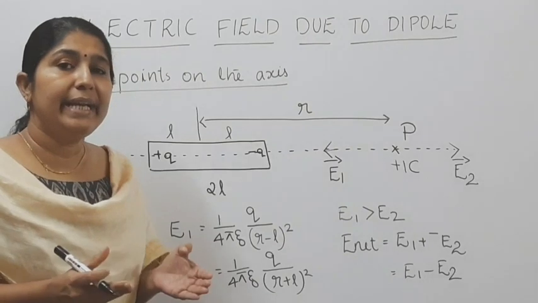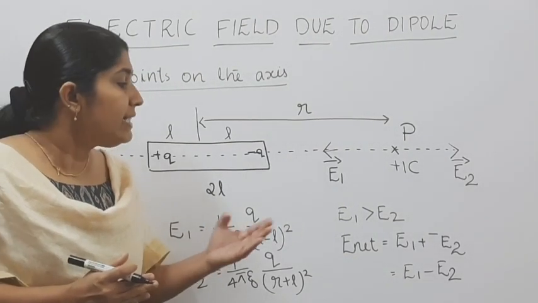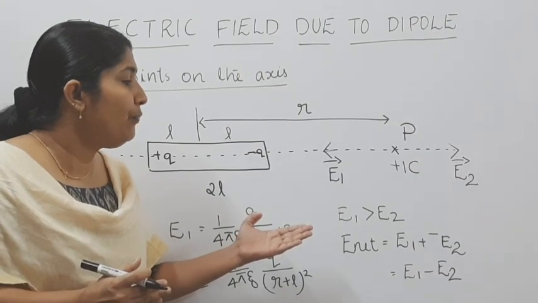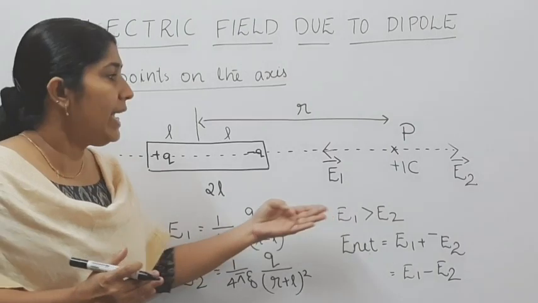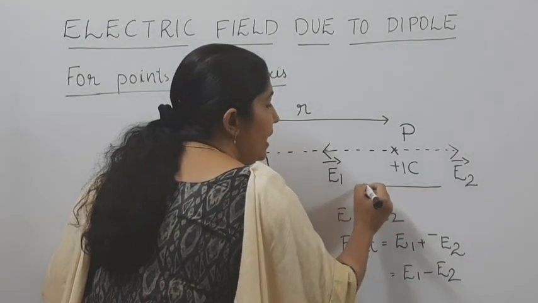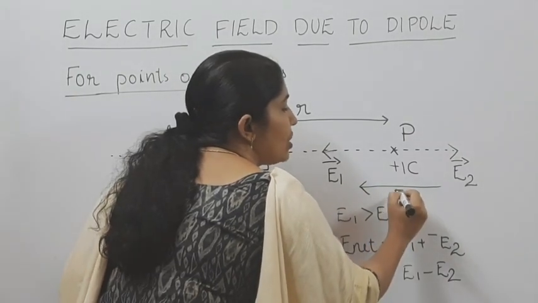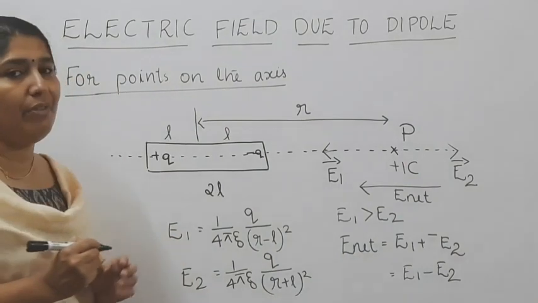Then what about the direction of the net electric field? Net electric field is in the direction of the greater quantity, that is E1. Net electric field is in this direction, E net. Net electric field is in the same direction as that of E1.